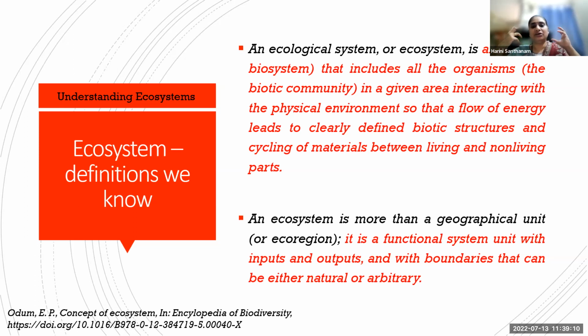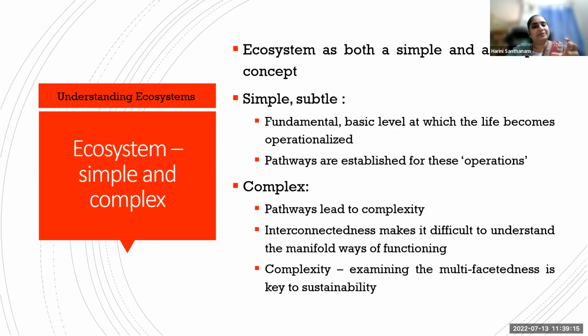So when we think about ecosystem, the concept seems simple to us, but it is also complex in a sense. Let us make sense of both the subtlety and the complexity of the concept of ecosystem. Why is it simple and subtle? Because at a very fundamental and basic level, we understand that life becomes operationalized. Okay, this is a very simple way to say where life is in existence, where it is operating. That is at an ecosystem level.